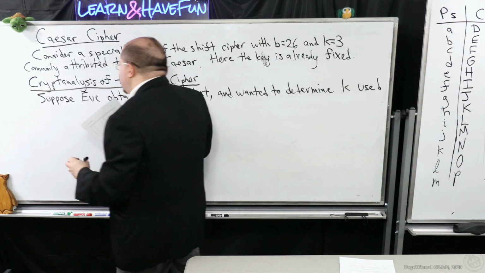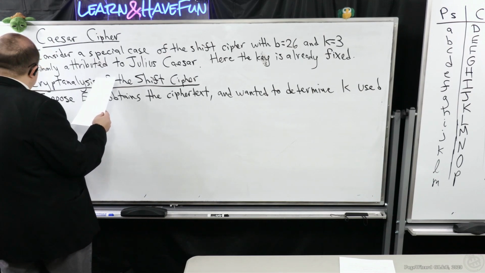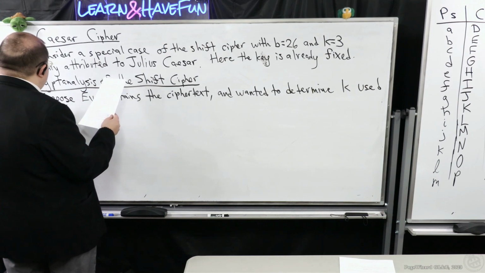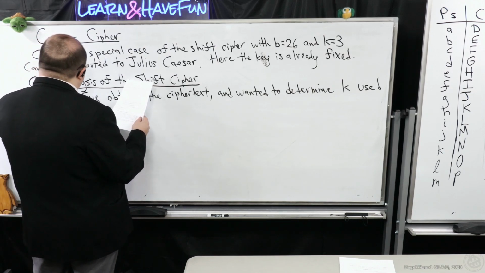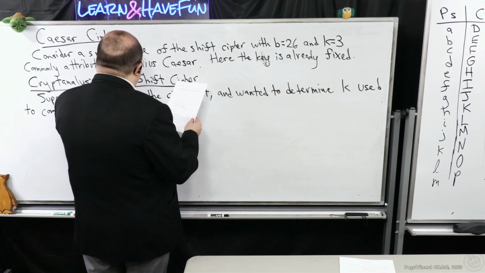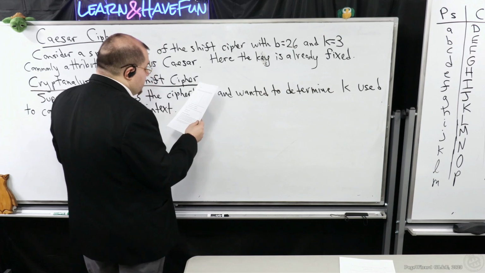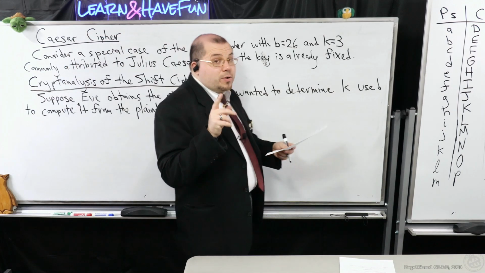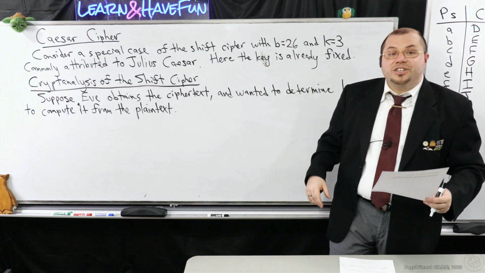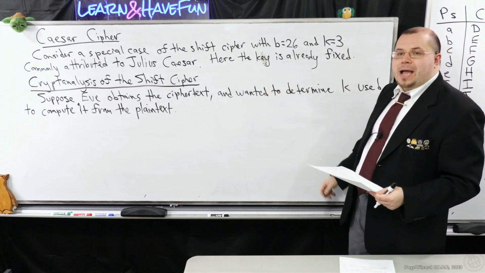K used to compute it from the plain text. I want to crack this sucker. So if I want to figure out what the plain text is, notice that in the shift cipher, the game in town is if you can figure out K, you can get back the plain text.